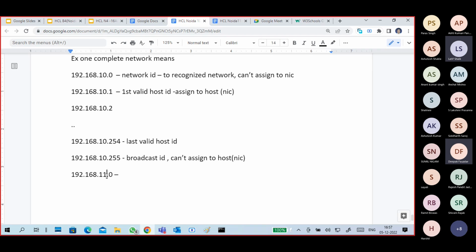If you see from here to here, I said Class C, the first three portions are the network portion. All the first three portions are the same, and only the last portion keeps changing. Now the third portion has changed. It means it is another network, a different network.